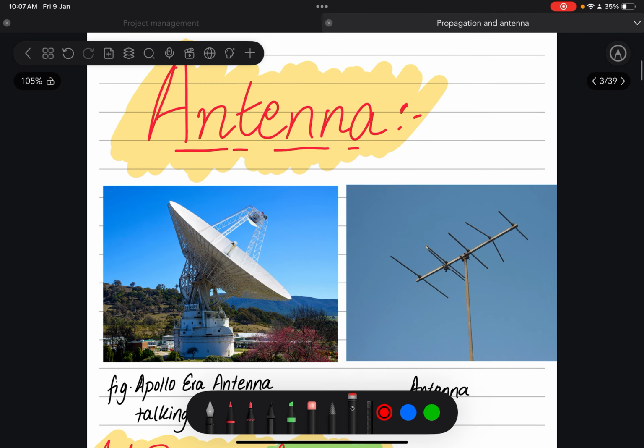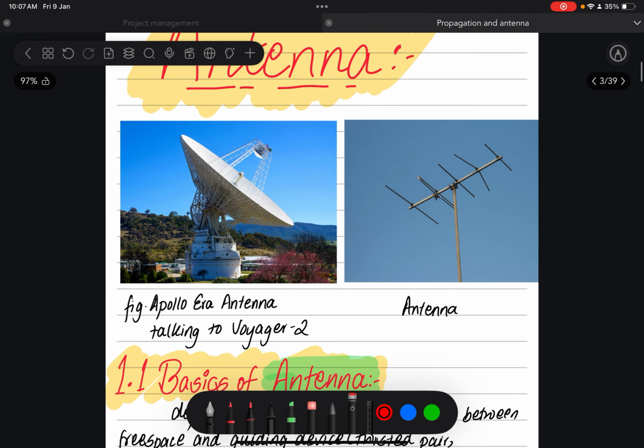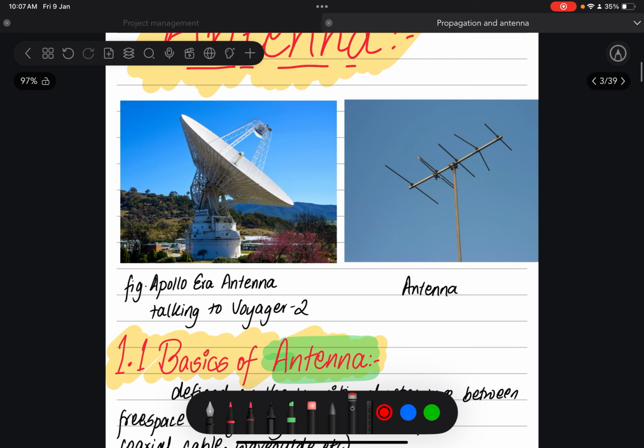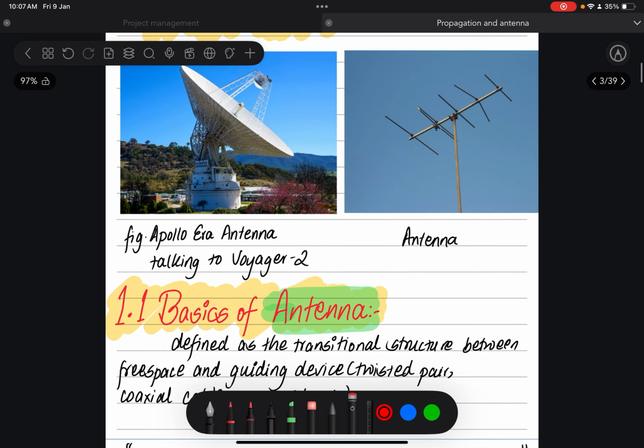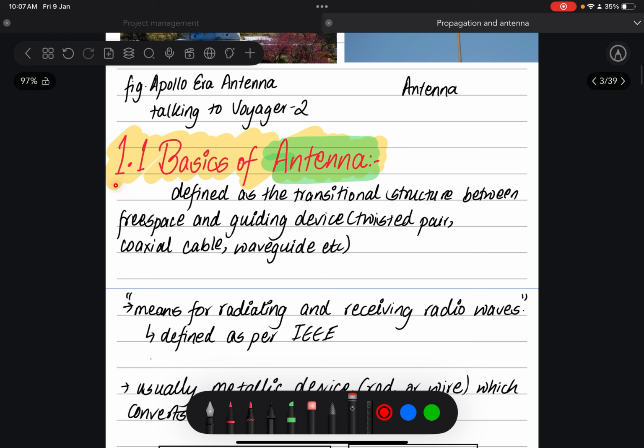So let's start. Antenna basically means, okay, I've kept two figures here. This is also an antenna. This next figure is also an antenna. The first figure is about an Apollo era antenna talking to Voyager 2. In this lecture, we'll talk about a lot of things in antenna. So let's start our first video, which is talking about basics of antenna.